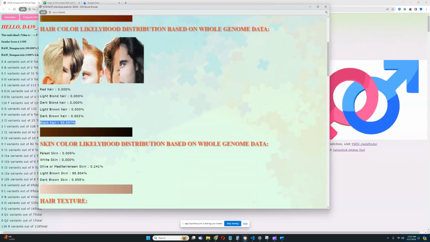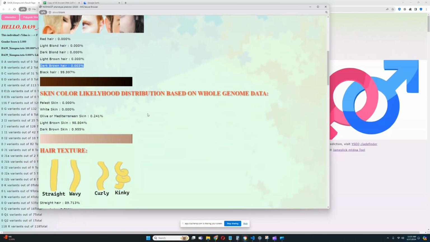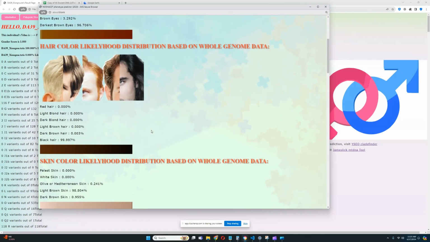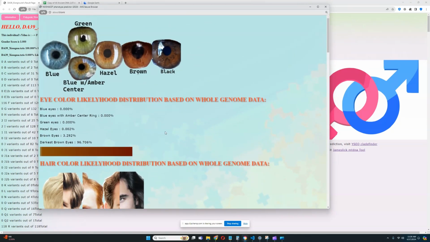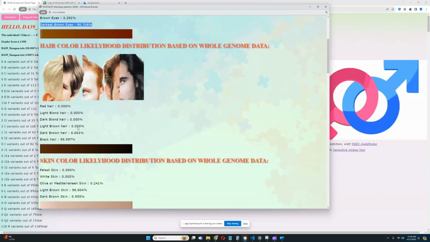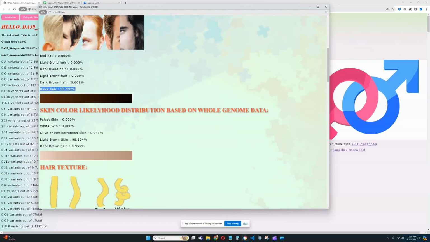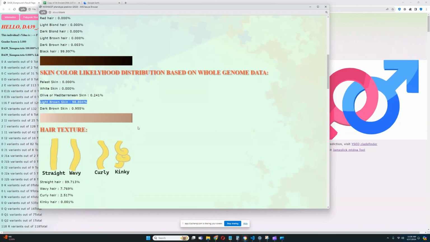It looks like he's got black hair. Once again, 99.999% likelihood of black hair for him. Very improbable for him to have any other hair color other than black. For skin color, looks like he's got light brown skin. All of these predictions are very precise. There is almost no chance of any other phenotype besides darkest brown eyes, black hair, and light brown skin. There is pretty much no other phenotype he possibly could have.